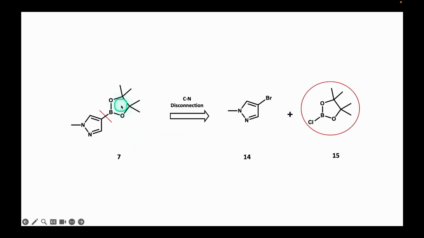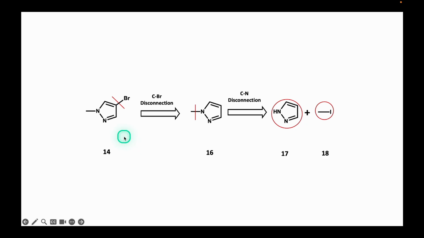The boronate group in 7, attached to the pyrazole heterocycle, can be incorporated through a coupling between bromopyrazole 14 and chloroboronate 15, which arises as a raw material. Based on an aromatic bromination, a carbon-bromine disconnection at 14 leads to N-methylpyrazole 16, where a carbon-nitrogen disconnection generates pyrazole 17 and methyl iodide as starting materials.